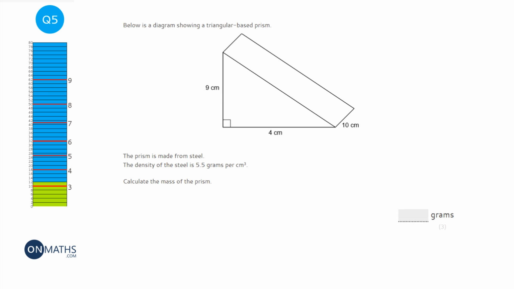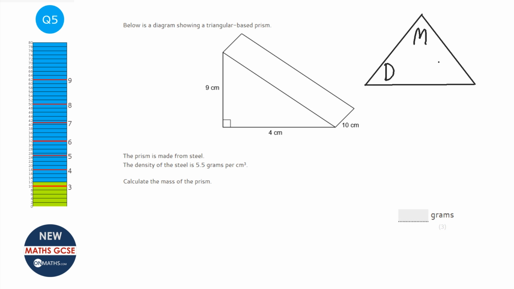The triangle we need to remember for this question is density equals mass over volume. Now you could have kind of worked it out with the question, because it says grams, which is mass, per centimeters cubed, which is volume. So per means over, so it would be mass over volume.